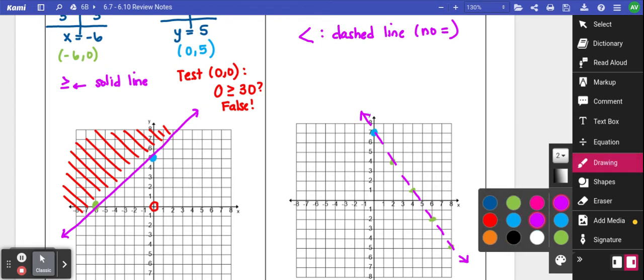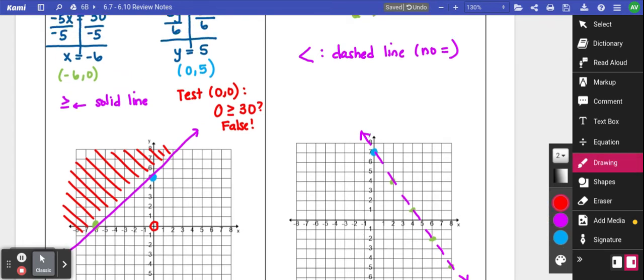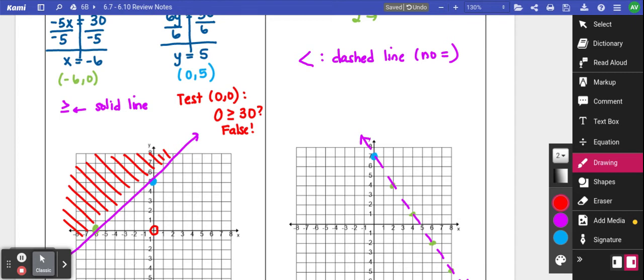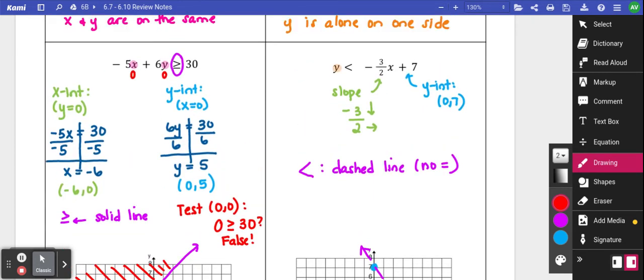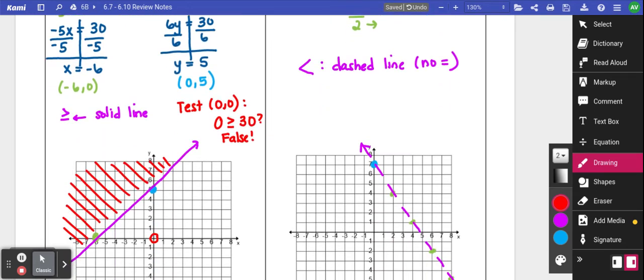The final decision I have to make, just like in the other problem, is where to shade. But we make that decision differently because in this case, we want to find all the y values that are less than the line that we just drew. If we ever see a less than or a less than or equal to, we're going to shade below the line because we want the y values that are less than the line. If we ever see a greater than or equal to, we're going to shade above the line. So because we see a less than in this problem, we're going to shade below this line.